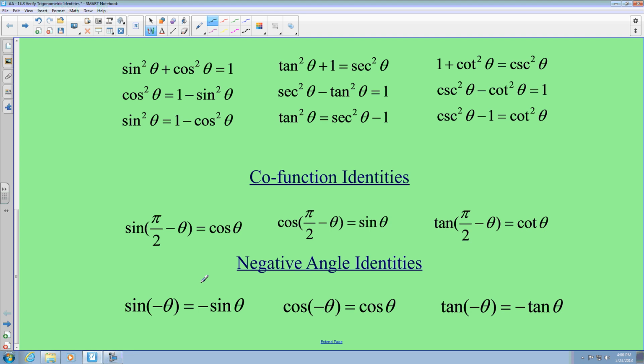And the last thing we have is negative angle identities. If I have the sine of negative theta, I can take that negative value and put it on the outside, which makes it negative sine theta. Cosine of negative theta equals cosine of theta, and tangent of negative theta equals negative tangent of theta. So all of these identities are going to help us solve different trigonometric expressions.